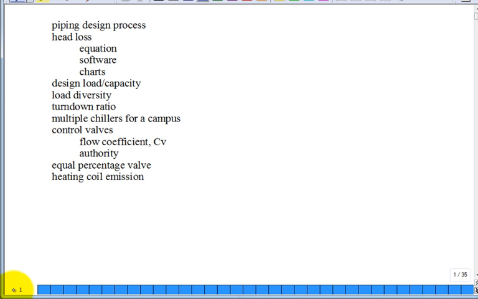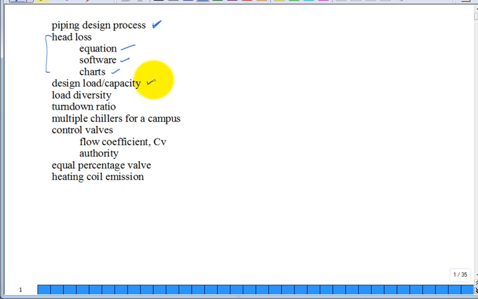So we talked last time about the process. I want to summarize the design process as well. We're going to talk about head loss again. We need to be able to do it by equations. We need to be able to do it by hand. But then engineers use not only software, which I showed you, there's plenty of that software out there, as well as charts. And once you see the charts in the software, you say, hey, that's pretty good. So I want to make sure and expose you to that.